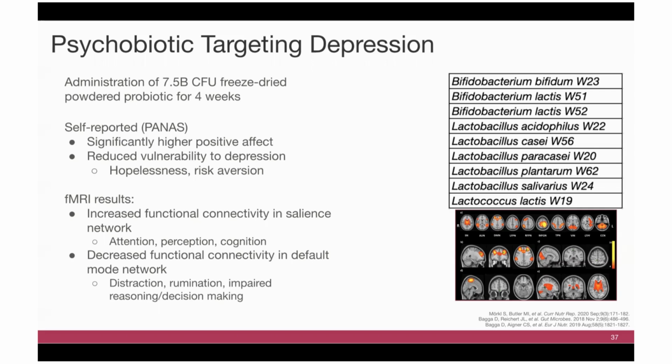The fMRI, and these are MRIs done while looking at pictures, answering questions, etc. With the probiotic, what was seen was an increase in functional connectivity in the salience network. This particular network is involved in things like attention, perception, and cognition, and a decrease in functional connectivity in the default mode network. This particular network is responsible for things like distraction, rumination, impaired decision-making, and impaired reasoning.